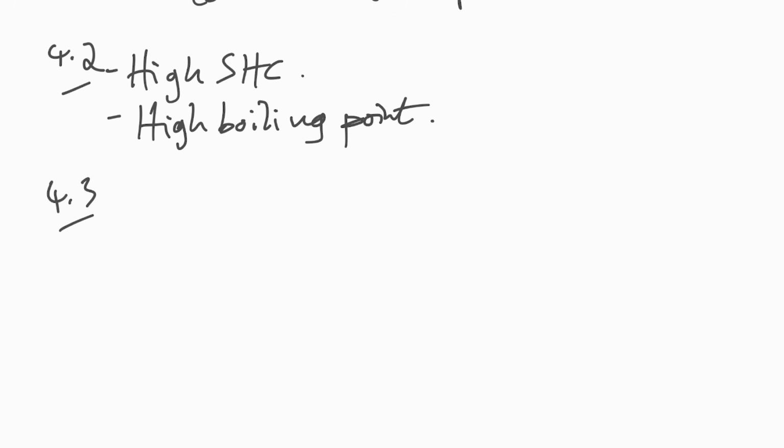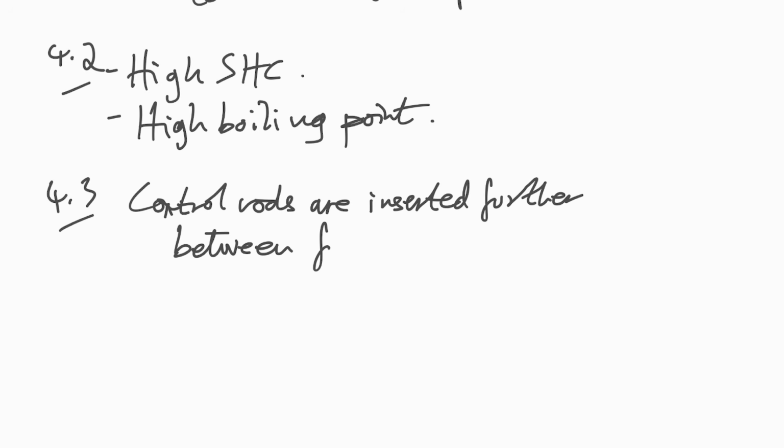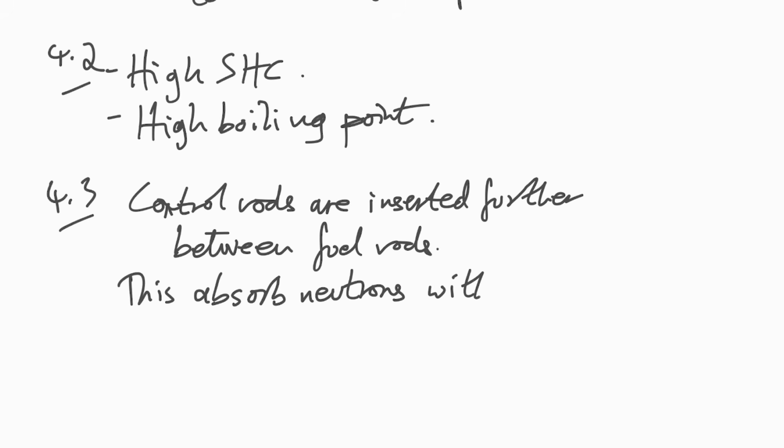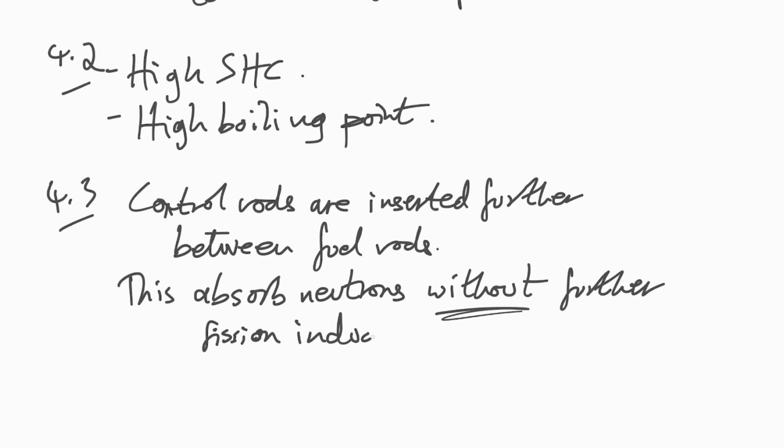How is the power output decreased? Control rods, of course. There's no off switch. Control rods are, and there's a very important point coming up, inserted more or further between fuel rods. These absorb neutrons without, and this is the really important bit that you always have to put, without further fission induced. That's the point, because fuel rods absorb neutrons as well, don't they? But of course that results in fission. We want them to be absorbed with no fission taking place.